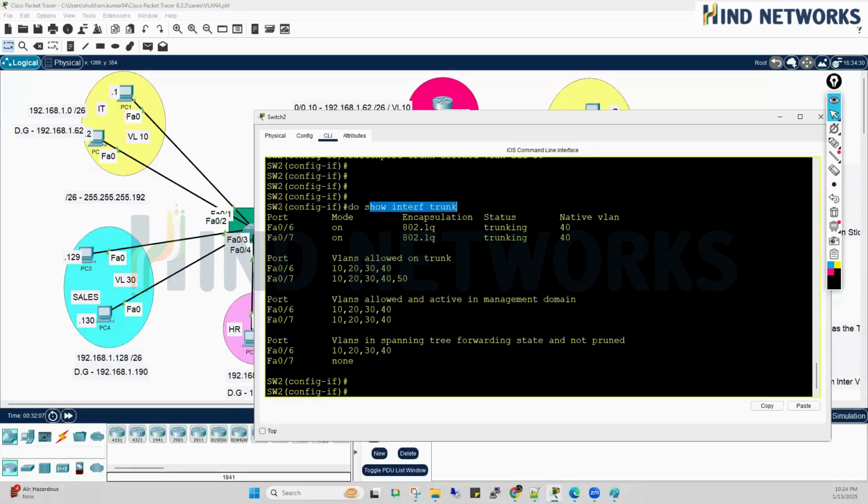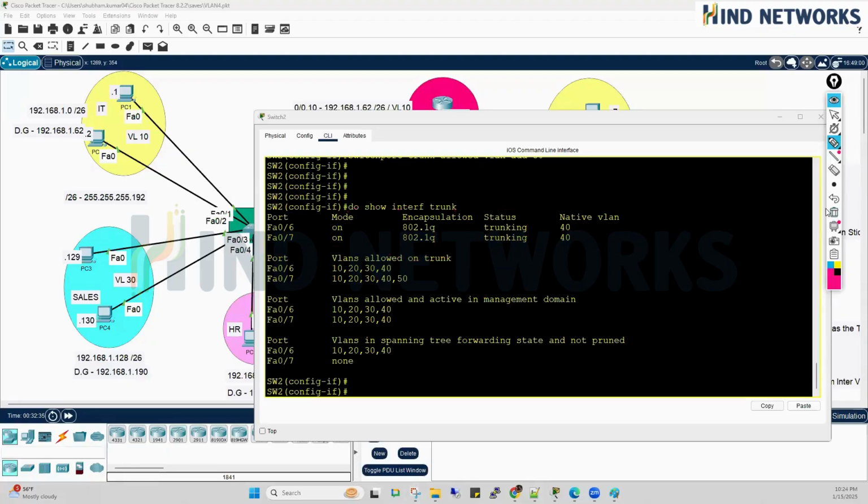Show interface trunk. When you write this command, you can check the trunk interfaces. Clear? Now see, when you write this command, what are the things you are able to see? See, 0/6 and 0/7, these two ports are the trunk ports. Mode is on. What is the encapsulation protocol we are using here? 802.1Q by default. I told you, by default nowadays we are using 802.1Q. What is the status? These are the trunking ports. What is this called, guys?